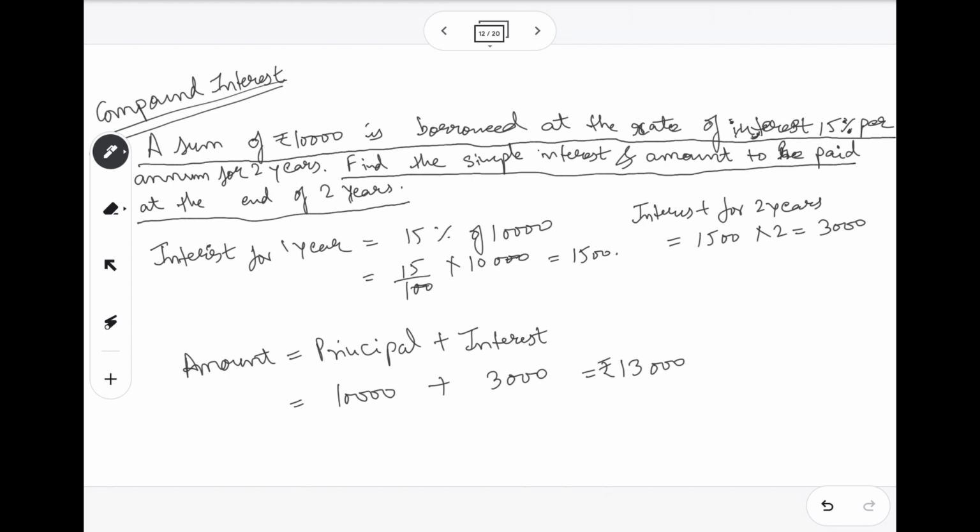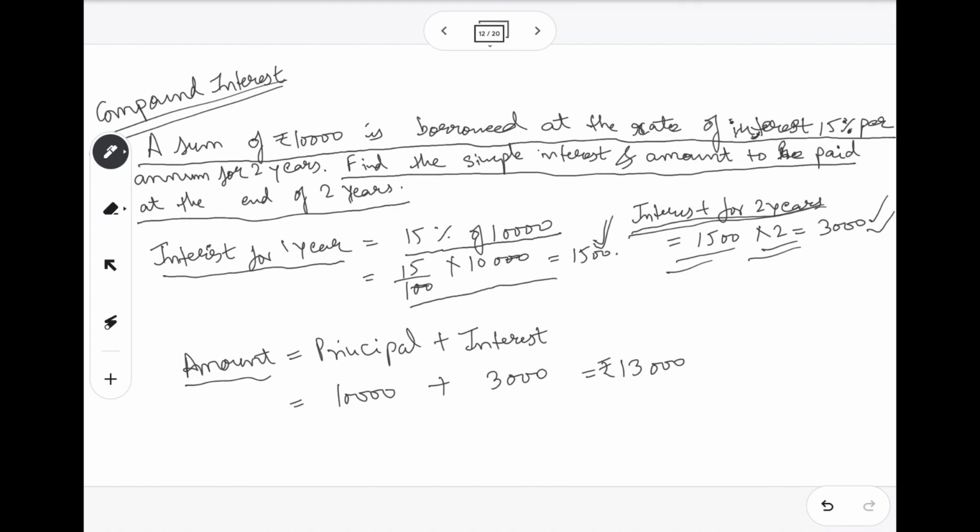So let's find interest for 1 year and multiply it by 2, as simple interest remains same. In case of simple interest, the rate of interest remains same for every year. So 15% is the rate of interest. So 15% of principal amount, that is 10,000. 15% of 10,000 comes out to be 1500, which is interest for 1 year. So interest for 2 years would be 1500 into 2, which is 3000.